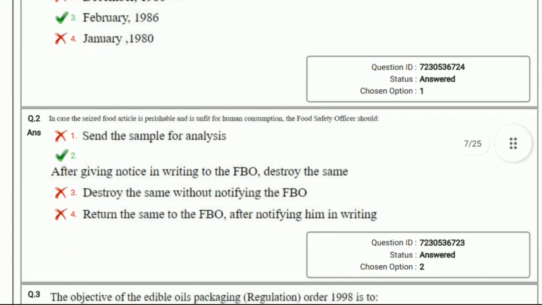Next question. In case a seized food article is perished and is unfit for human consumption, the food safety officer should. The right answer is, after giving notice in writing to the FBO, that is the food business operator, destroy the same. So this is the action required to be taken by the food safety officer if the seized food sample is perishable.